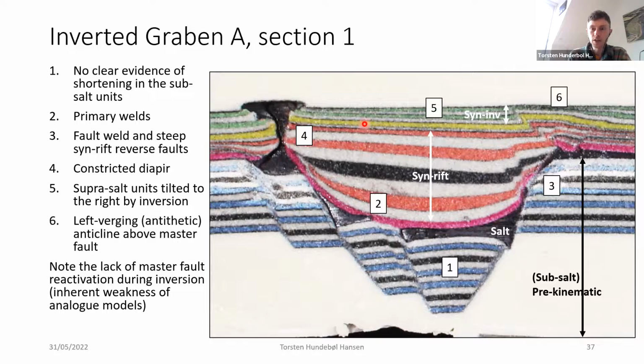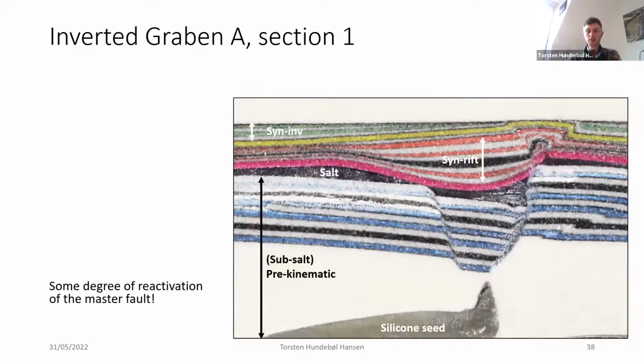And generally, when we look at the inversion structure here, we see a left verging thrust, which is not directly connected to, certainly not reverse reactivation on the master fault here. So it must be coming from somewhere else to the right. We move to the right, to the smaller rift basin above the silicone seed.